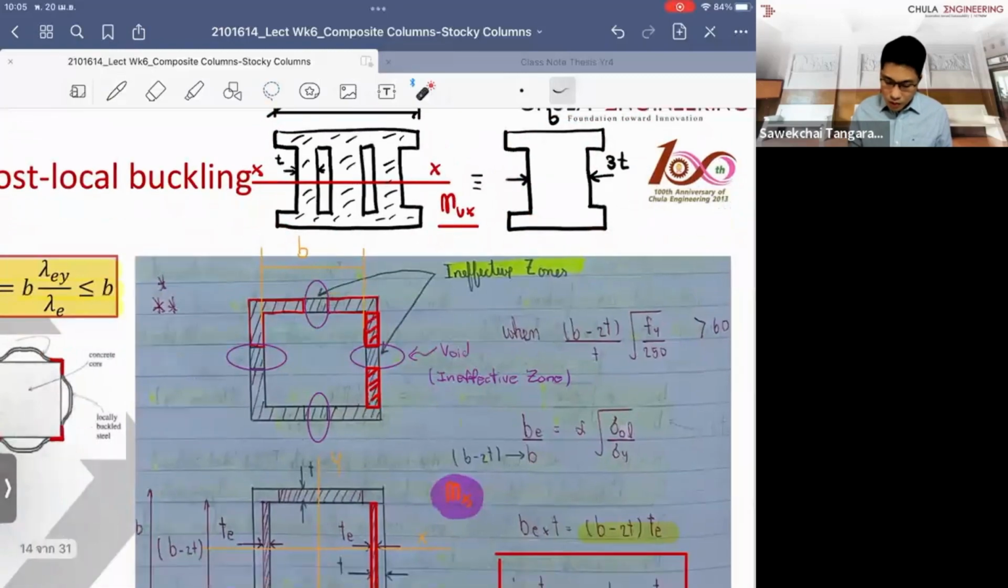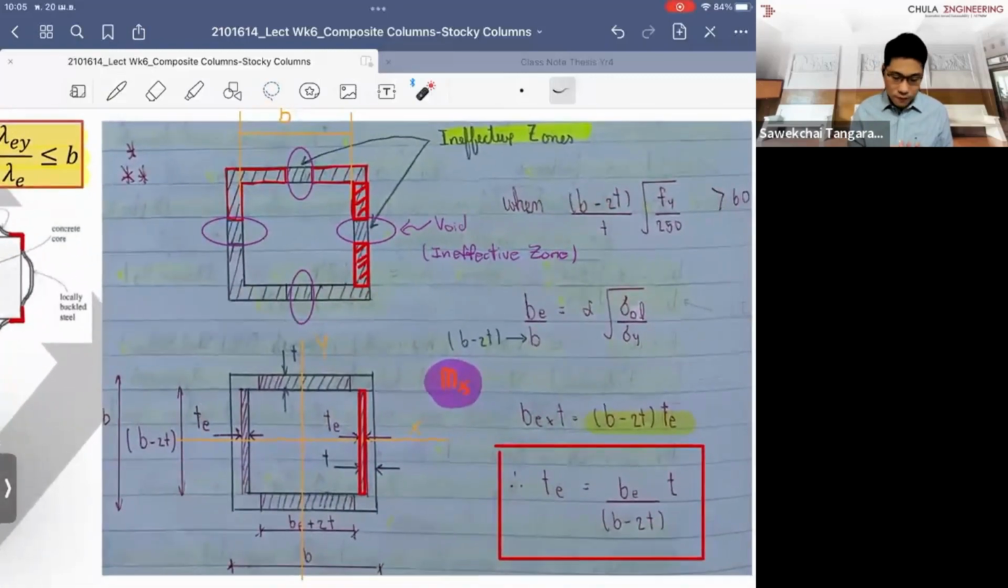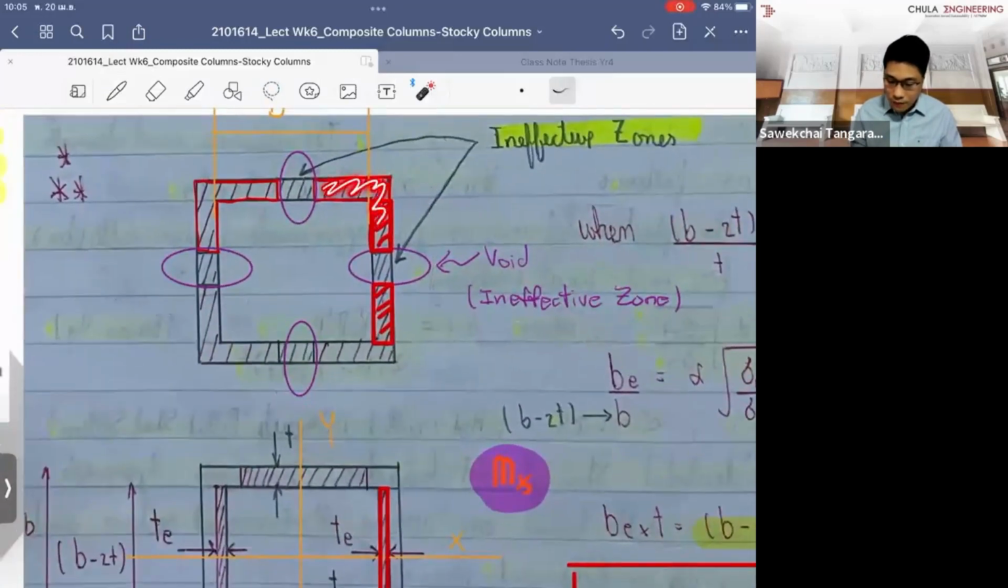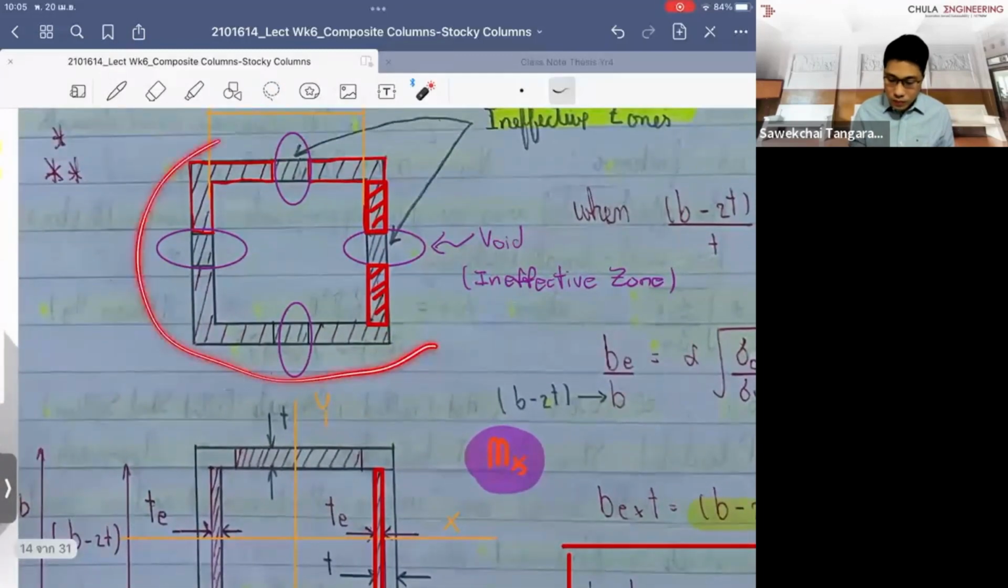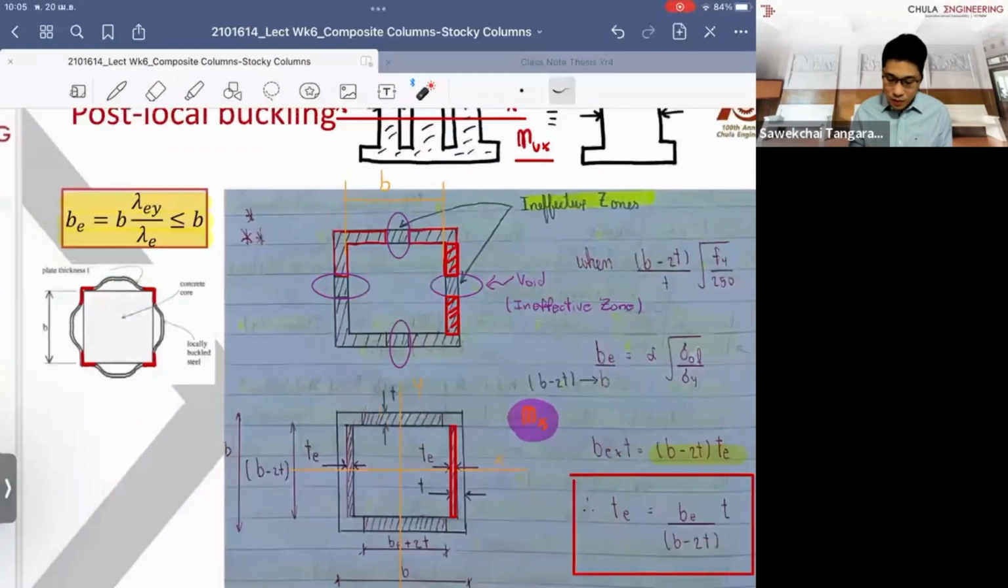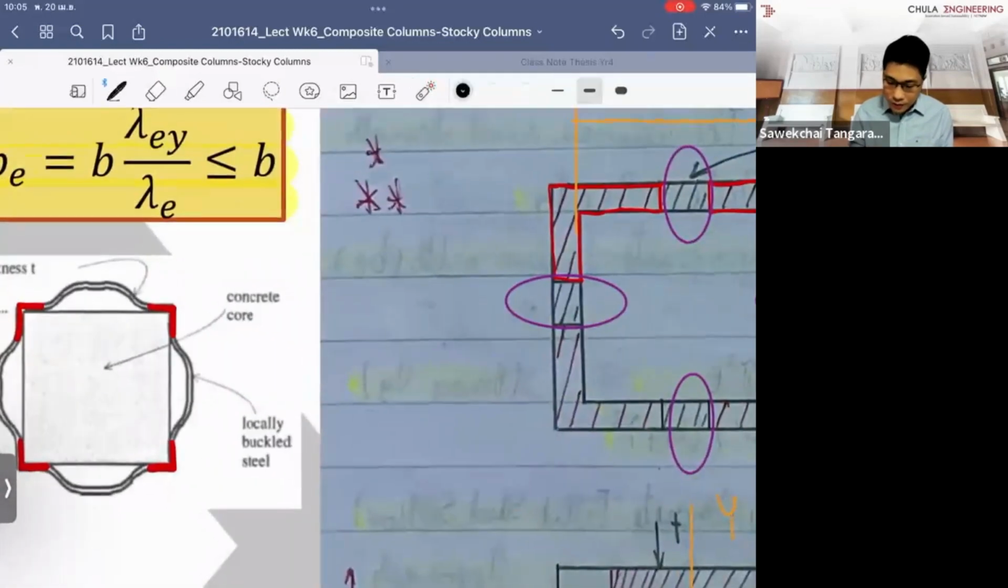So what I am trying to say is that this is the real cross section that we are looking at, and we want to calculate the effective areas that work under buckling. Rather than using these diagrams, which is quite tedious, because when we look at the effective areas, you will have only this part in your calculation.